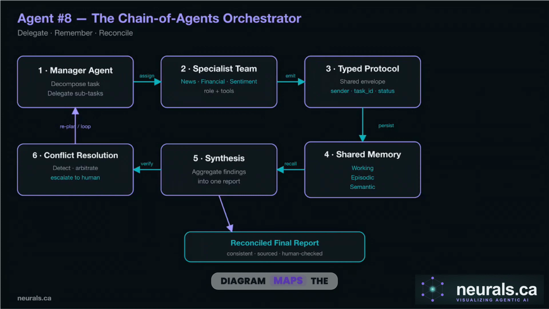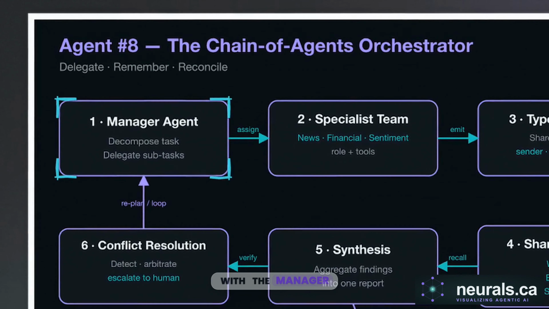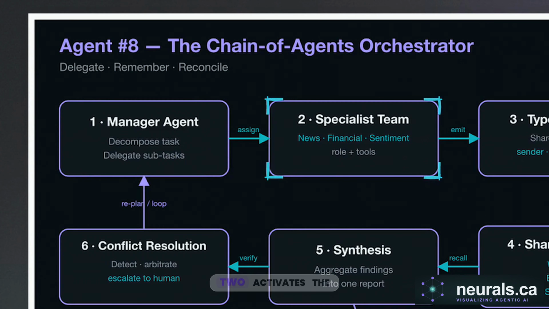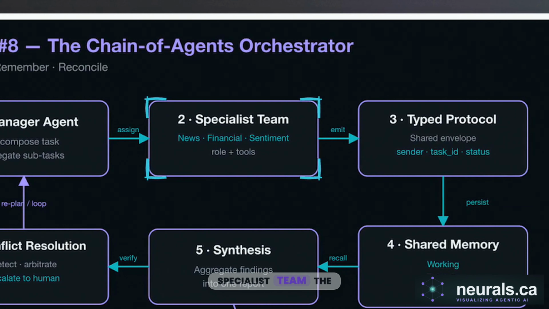This diagram maps the complete six-stage workflow of the Chain-of-Agents Orchestrator. Step 1 begins with the manager agent receiving the prompt and decomposing the objective into independent assignments. Step 2 activates the specialist team. The news, financial, and sentiment agents run in parallel, executing assigned tasks using their own toolsets.